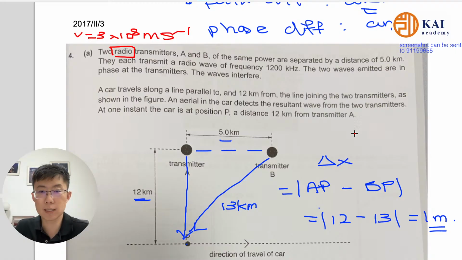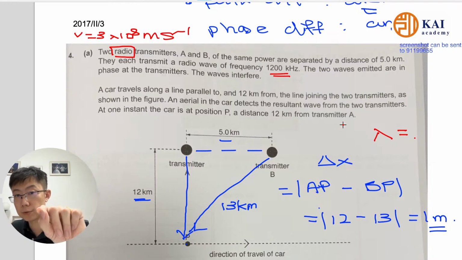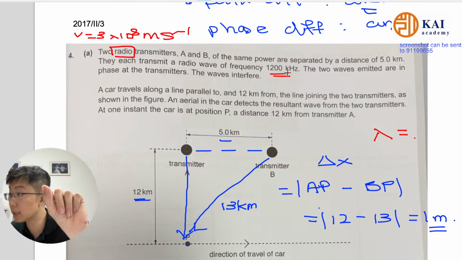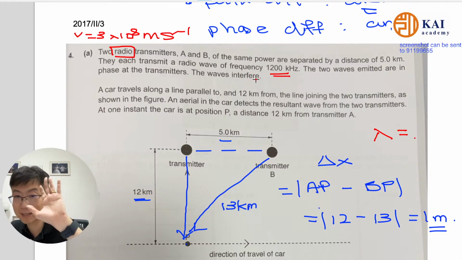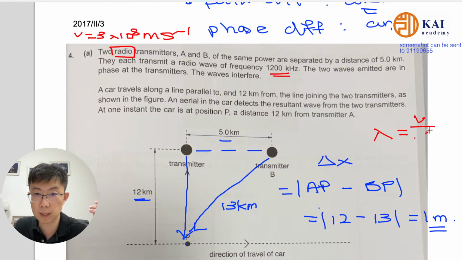Since I know its velocity, I can find its wavelength given that the frequency is given to us. To calculate this wavelength, take 3 times 10 to the 8 divided by 1.2 times 10 to the 6. There's a kilohertz here, so for exam purposes, please be careful with your prefixes. There is a kilo, so this is 1.2 times 10 to the 6. So v over frequency, and if I am not mistaken, this is 250 meters.